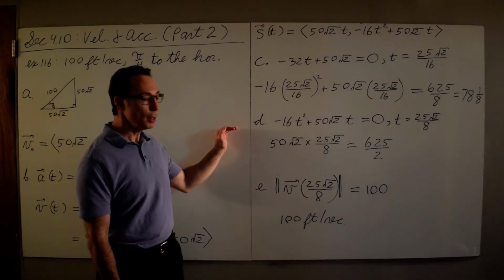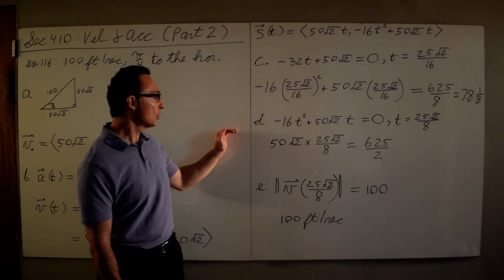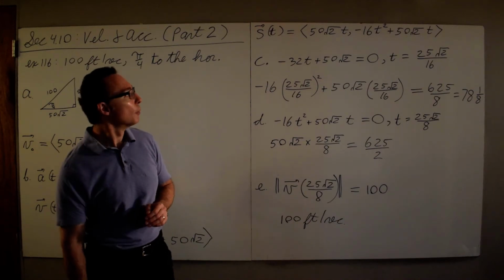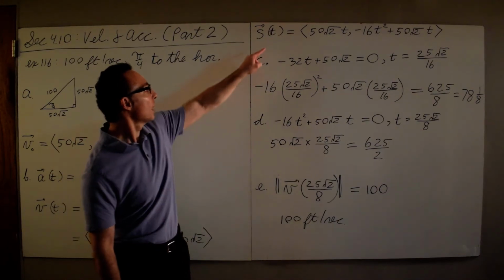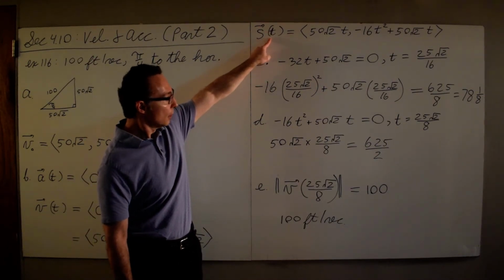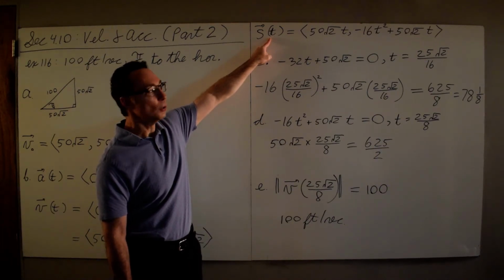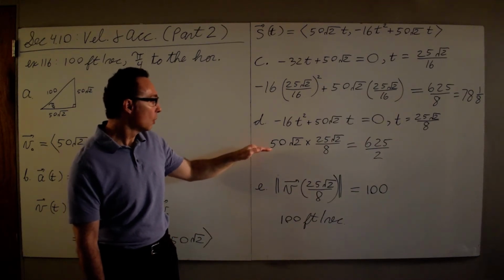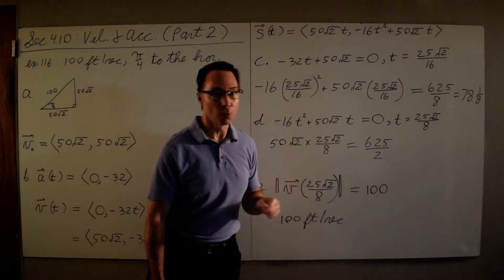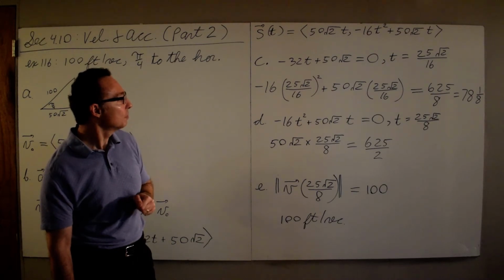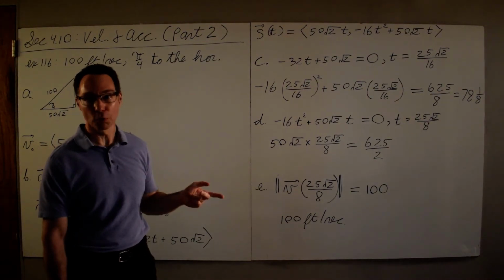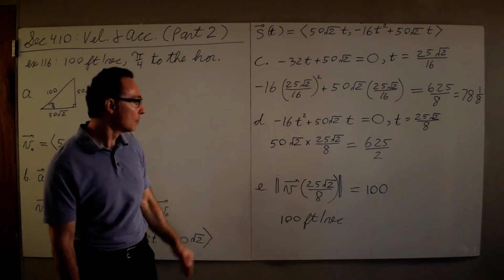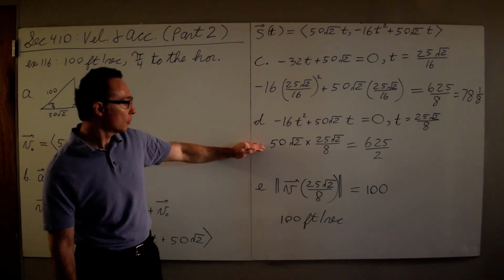If that's the time the object hits the ground, now the question is, where does the object hit the ground? Well, the object hits the ground at s of 25 square root of 2 over 8. Now we were only asked for the horizontal range, so we're just going to look at the horizontal component here. The vertical one is of course 0 because it hits the ground there. So we were asked for the horizontal range.